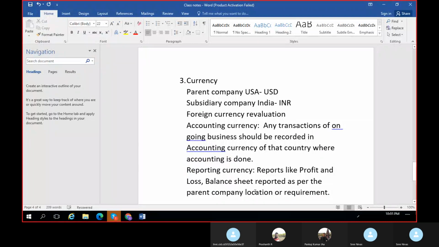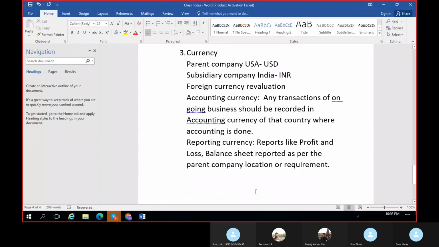Even though the parent company is located in USD, sometimes, if they need any of their transactions reported in, let's say, GBP, pounds, at that time you can also give the reporting currency as GBP. See, the requirement will differ from company to company.